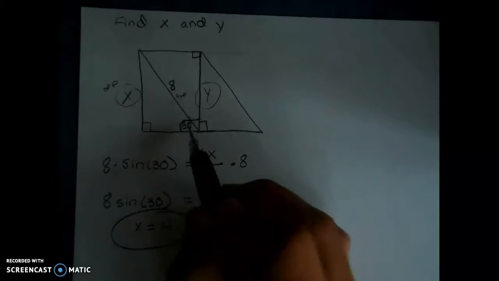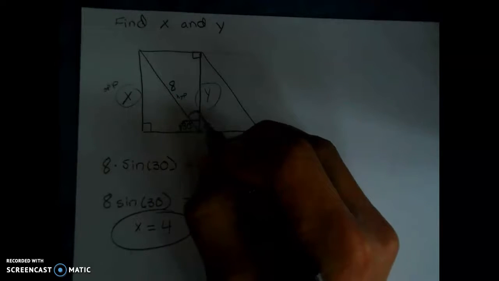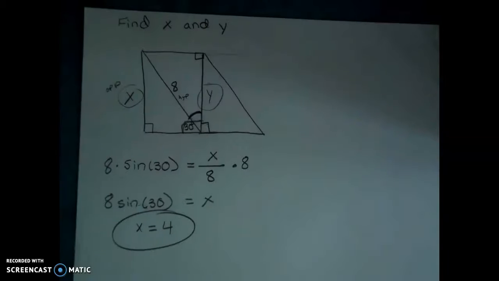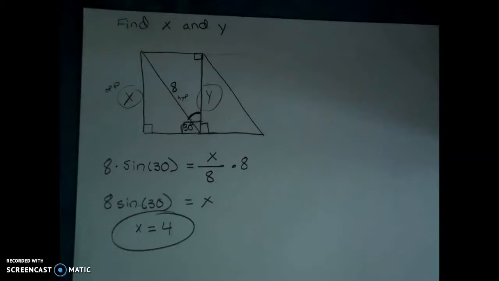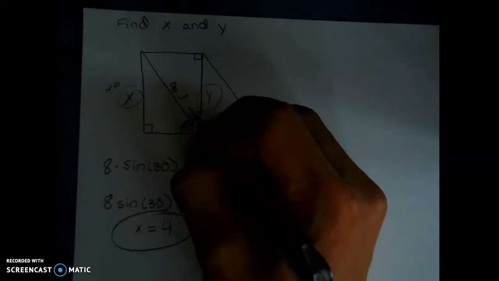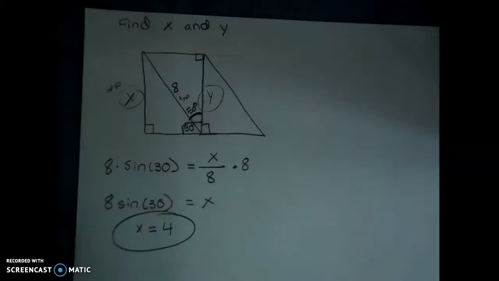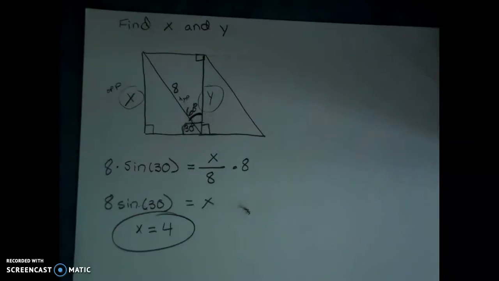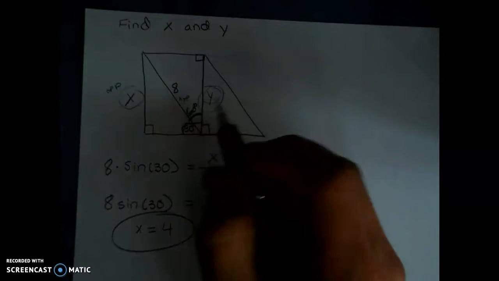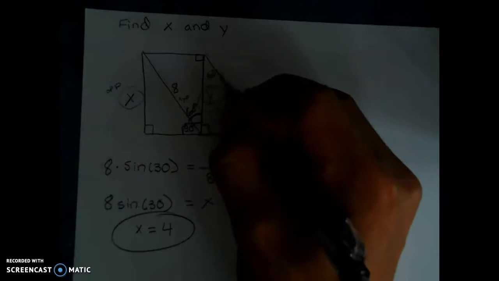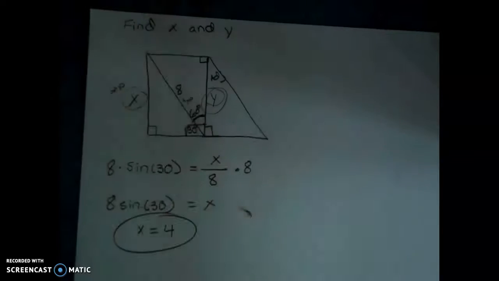Well, if this is 30, and this whole thing adds up to 90, well, I know I can find that angle right there. I'm going to do 90 minus 30, which is 60 degrees. Okay, well, now that I have that, I have this side, which is the adjacent, and I have this side, which is still my hypotenuse.